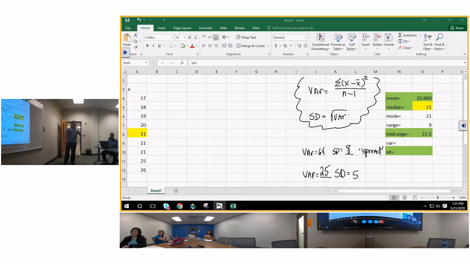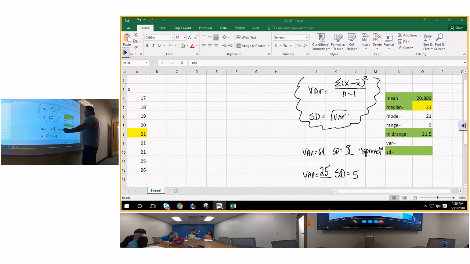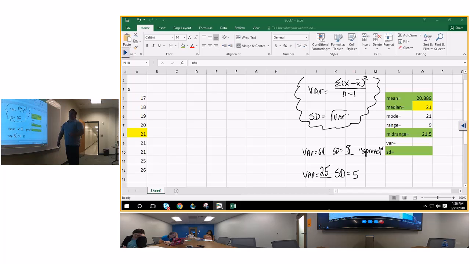Remember that relationship because you will see that on a standardized test, whether it's an employment test at Michelin or a GRE at Clemson or a practical nursing test. They'll say the standard deviation is 64 or is 5. What is the variance? Well, if they give you the standard deviation, you're going to square it to get 25. If they give you the variance, you're going to take the square root to get 8. Always remember that.